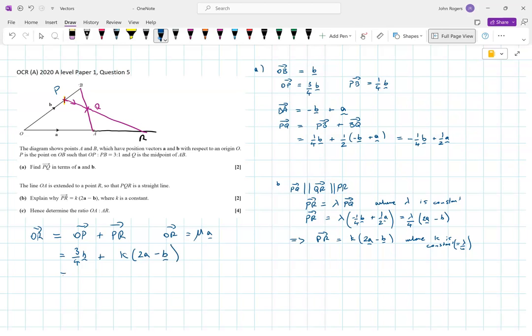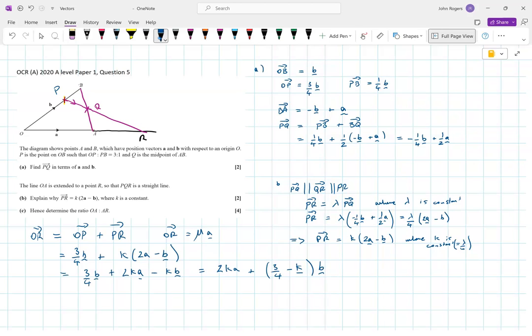Okay, let's tidy that up a bit. 3/4 B plus 2KA minus KB. Let's write that and put the B out in brackets. It'll be easier to see. Let's bring the A to the front. So that's 2KA plus (3/4 minus K)B. But here's the thing. As I say, we compare with this.